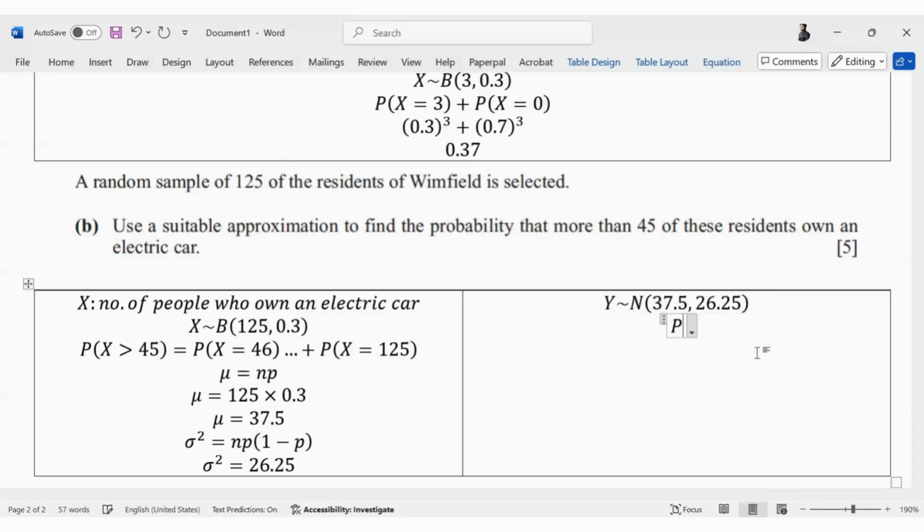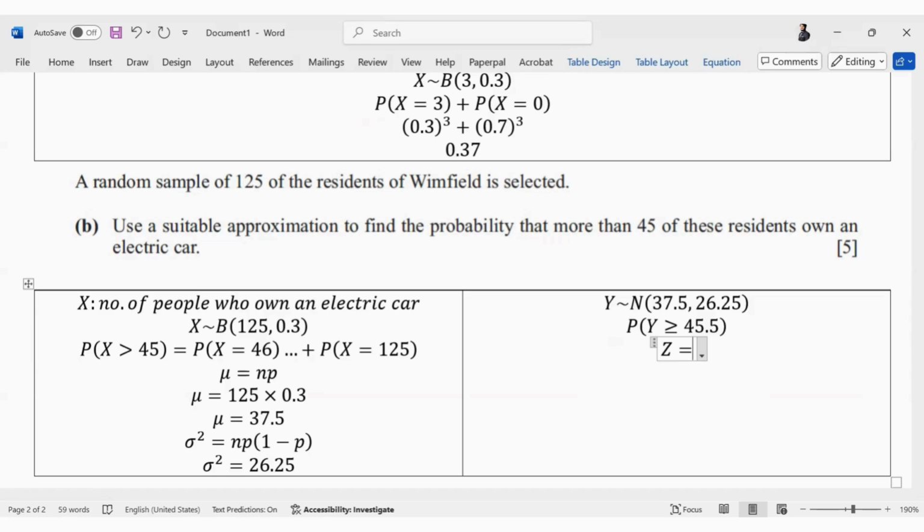Now the question is asking me to calculate Y greater than 45. I will not write 45. I was starting from 46 and going all the way to 125. If I take half extra in 46, I'll start from 45.5. Remember, this half extra is the extra on the number line. So 45.5 is what I'll start with. Now I've transformed that entire discrete variable into a continuous random variable, and now I can just solve it using simple means of normal.